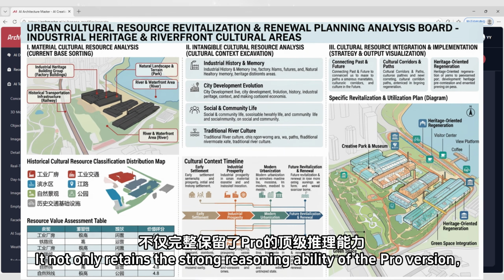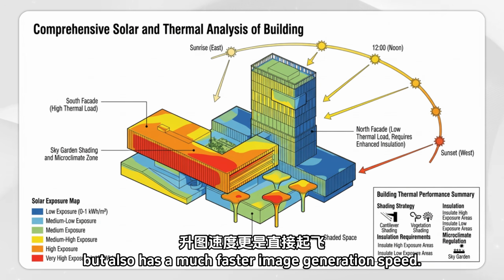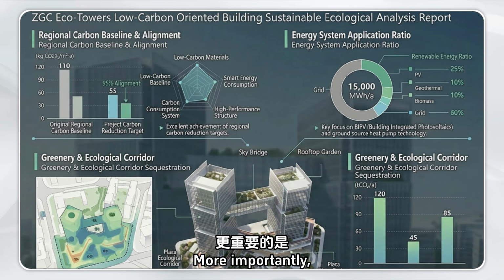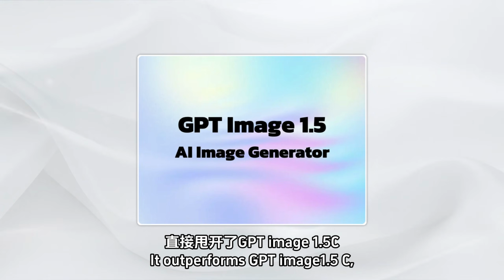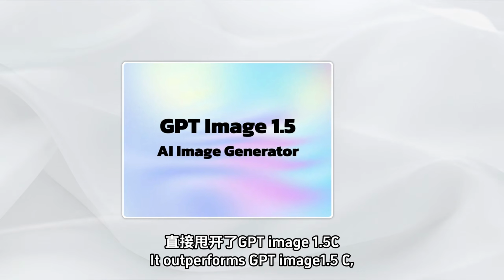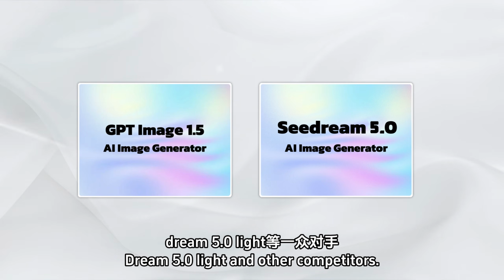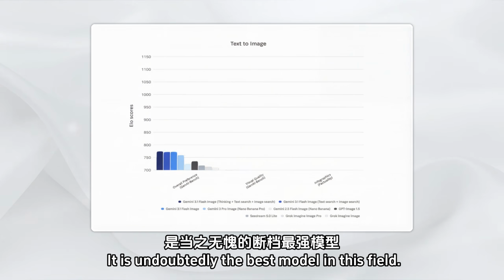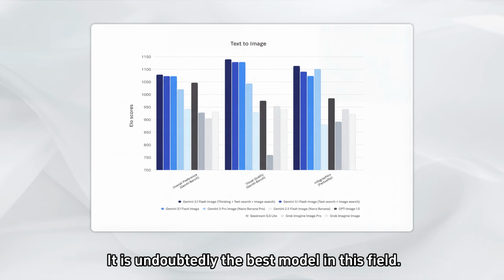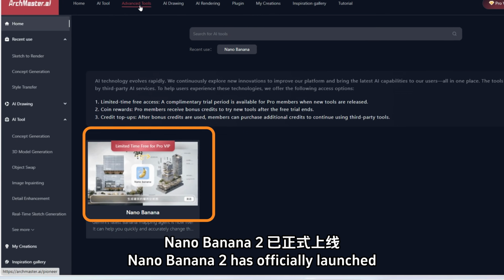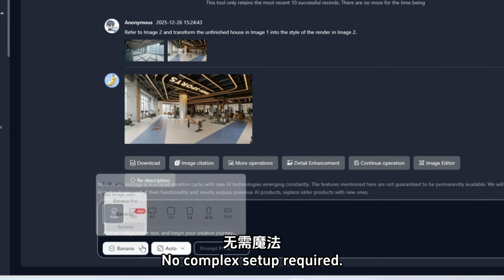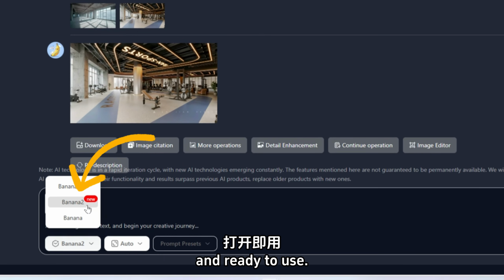It not only retains the strong reasoning ability of the Pro version, but also has a much faster image generation speed. More importantly, its performance in text generation and world knowledge outperforms GPT Image 1.5, Seedream 5.0 Lite and other competitors. It is undoubtedly the best model in this field. The current AI Architect Master Platform, Nano Banana 2, has officially launched. No complex setup required, and ready to use.